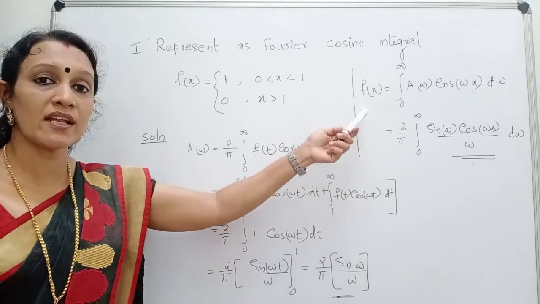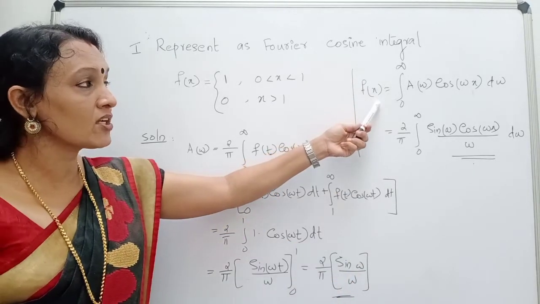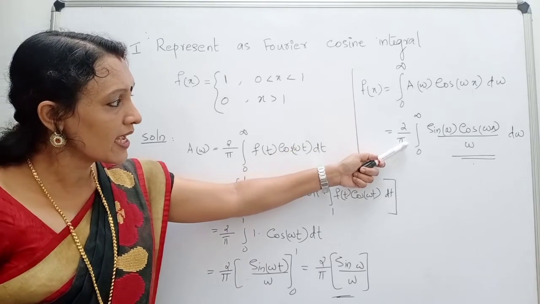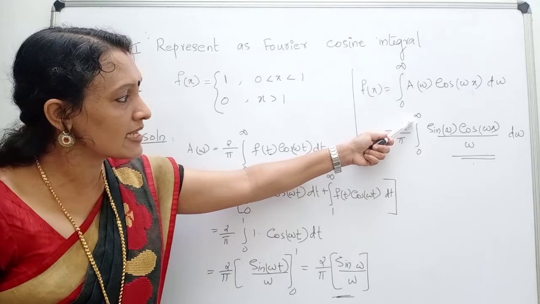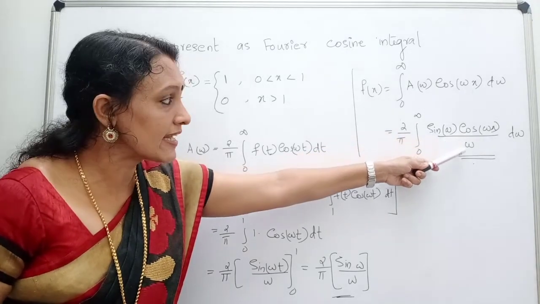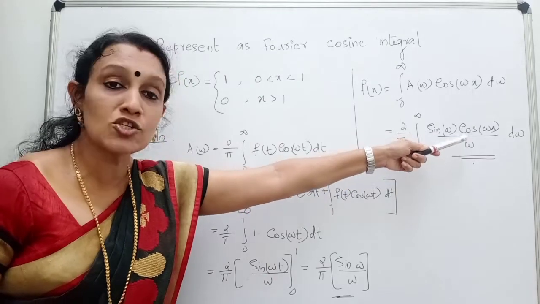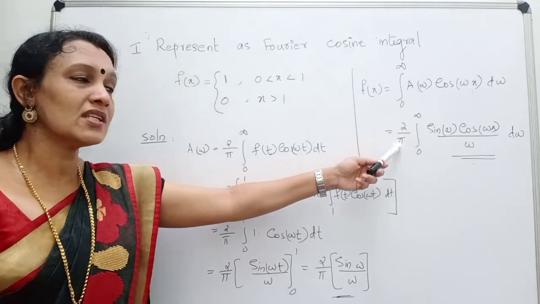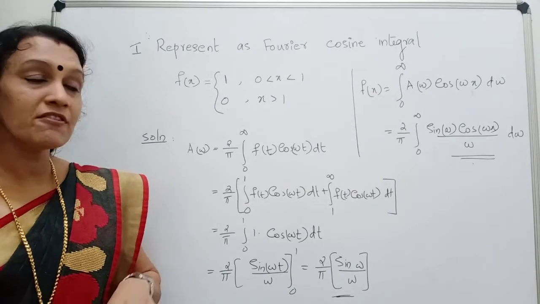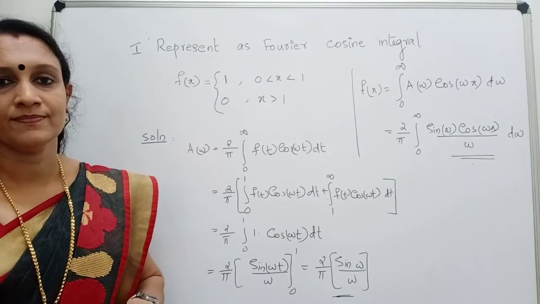Now, we substitute in the definition of Fourier cosine integral. So f of x is equal to 2 by pi integral from 0 to infinity sine omega cos omega x divided by omega d omega. So this is the Fourier cosine integral representation of the given function.